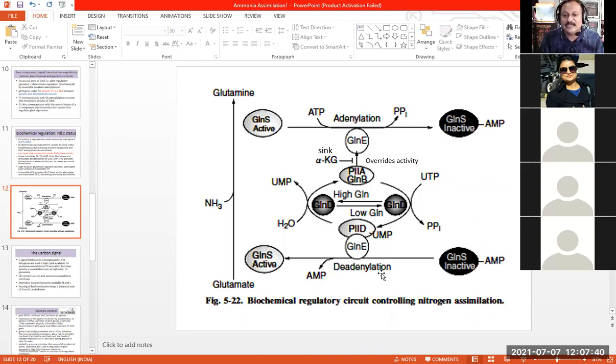Deadenylation reaction will take place, and therefore the active form of enzyme glutamine synthetase will be there, and glutamate will be converted to more glutamine. So even though the glutamine concentration is high, still more and more glutamine will be made as long as the alpha ketoglutarate is available. Once the alpha ketoglutarate level goes down, then obviously this activity will be dominant. This activity will not take place, and therefore the glutamine synthetase enzyme will be converted from active form to the inactive form, when alpha ketoglutarate is not available. Is it right?